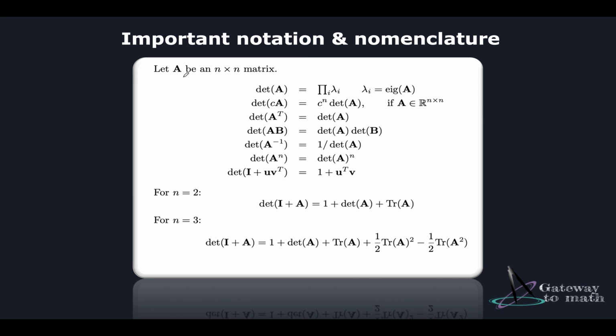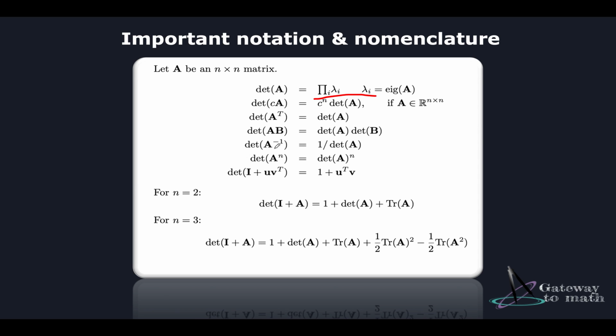Let's suppose we have A as an n multiplied n matrix, so it is a square matrix. Determinant of A equals the product of all the diagonal entries. Determinant of C times A, you can bring in the C outside. This equals C raised to the power of n times determinant of A. Determinant of A transpose equals determinant of A. Determinant of A times B equals determinant of A multiplied determinant of B.